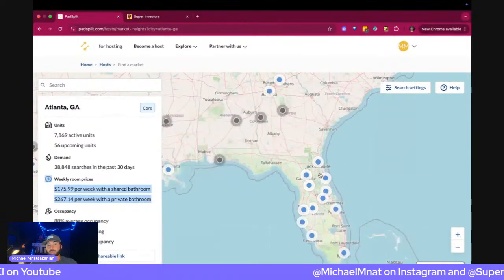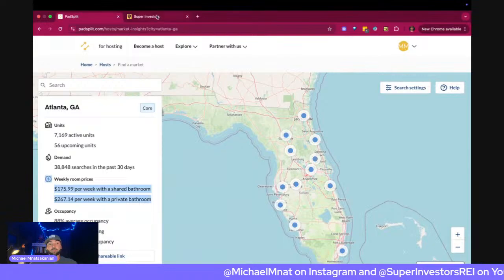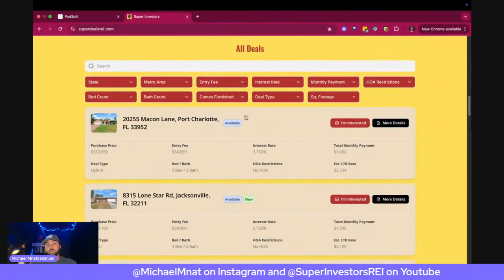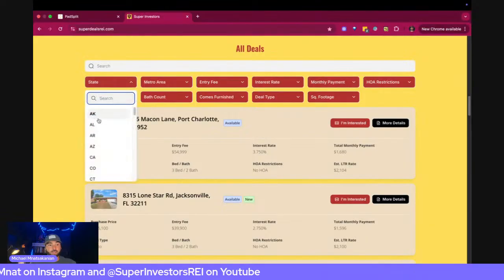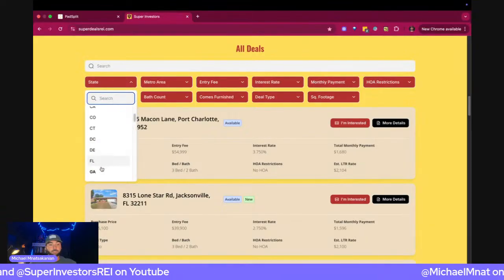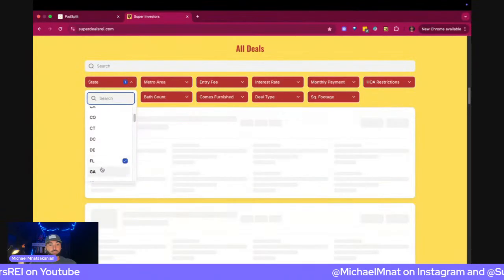All right, so Jacksonville's one. You see Florida's a huge one for co-living, so we'll potentially look at that one. Let me see if I can find, the cool thing is filtering. So let's see if we can find, we'll do Florida, Georgia.